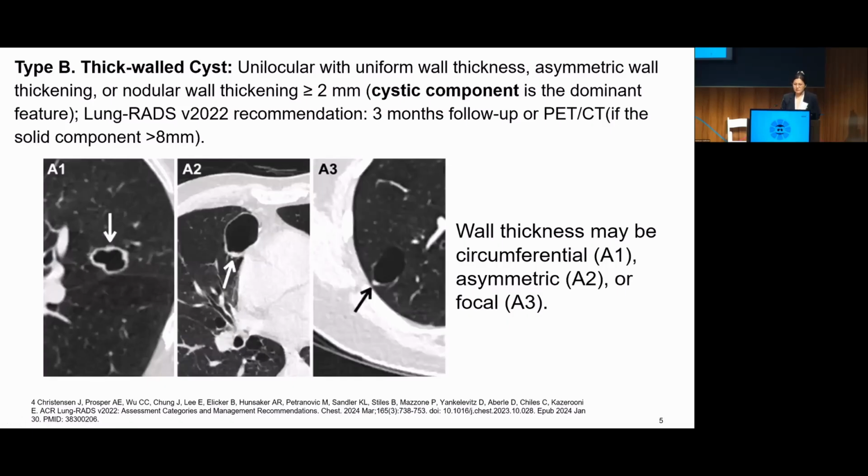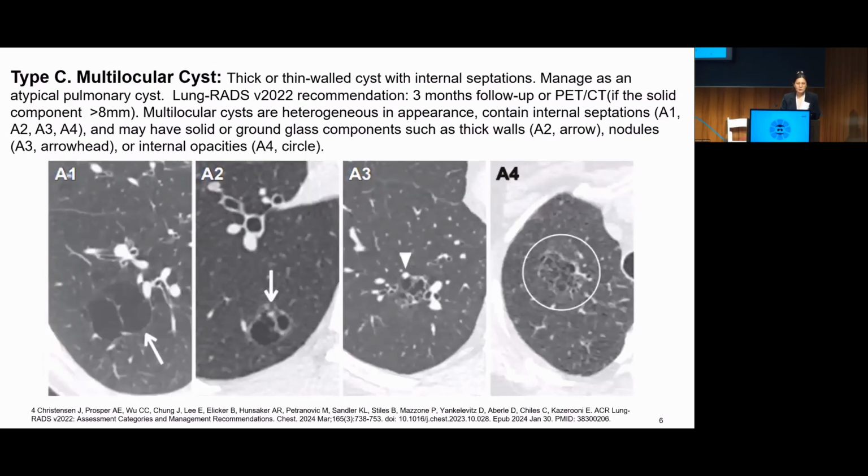Type B is a thick-wall cyst. They are unilocular cysts with uniform wall thickness, or asymmetric wall thickening, or nodular wall thickening larger than or equal to 2 mm, but the cystic component is the dominant feature. It takes 3 months follow-up or PET-CT if the solid component is larger than 8 mm. Type C is a multilocular cyst. They are thick or thin-walled cysts with internal septations, managed as an atypical pulmonary cyst. It has the same recommendation as type B.